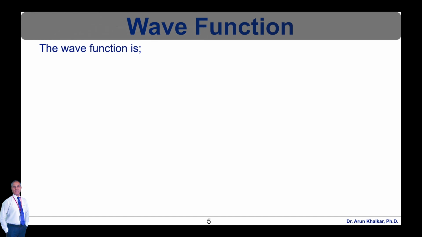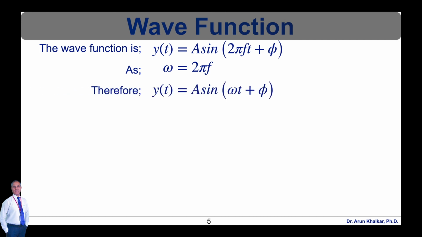The wave function is y(t) = A sin(2πft + φ). As ω = 2πf, therefore y(t) = A sin(ωt + φ), where A is the amplitude, the peak deviation of the function from zero; f is the ordinary frequency, the number of oscillations or cycles that occur each second of time; ω is the angular frequency, the rate of change of the function argument in units of radians per second; and phase specifies, in radians, where in its cycle the oscillation is at t = 0.